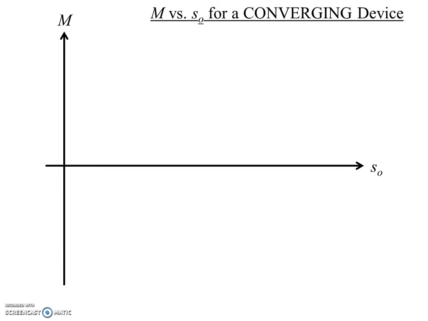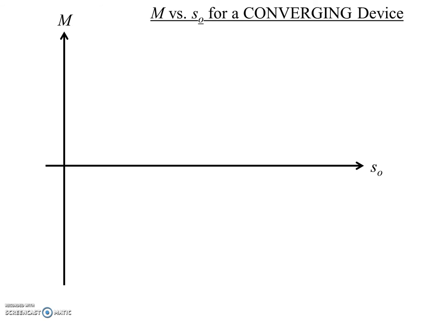So in your notes, you want to build up this graph. This will be magnification versus object distance, specifically for a converging device. And so we're going to basically summarize all the information in problem 8 on this one graph, keeping in mind, of course, it was for a converging lens, and converging mirrors do the same thing as converging lenses, so the title is for a converging device.